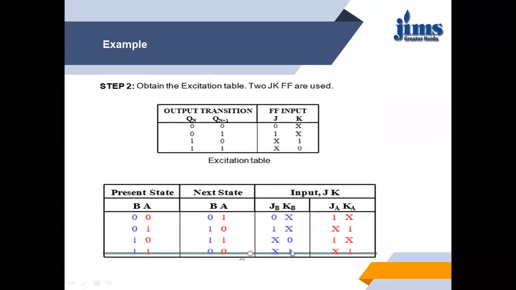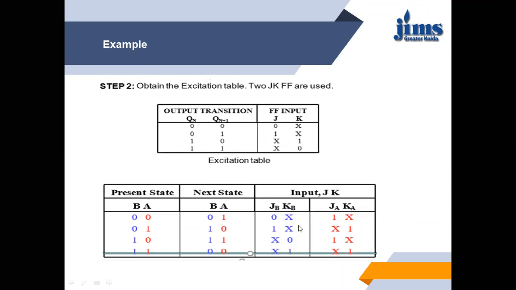Similarly, with the present state of A and the next state of A denoted by the red color, we have to find out the input combinations JA and KA with the help of the above excitation table. So you can directly look into 0, 1. The input combination is 1, don't care. 1, 0: the input combination is don't care, 1. 0, 1: 1, don't care. And wherever the present state is 1 and the next state is 0, then the input is don't care, 1.